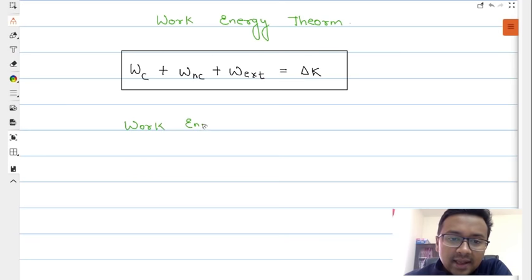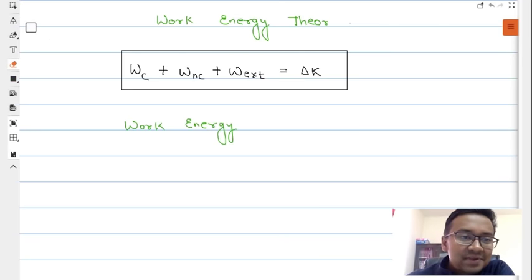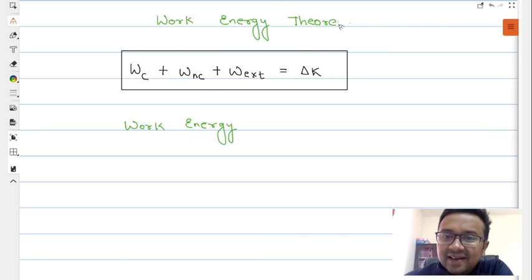Work energy theorem in non-inertial frame. Sorry, there's been a slight mistake here with respect to the spelling. It is THEOREM.